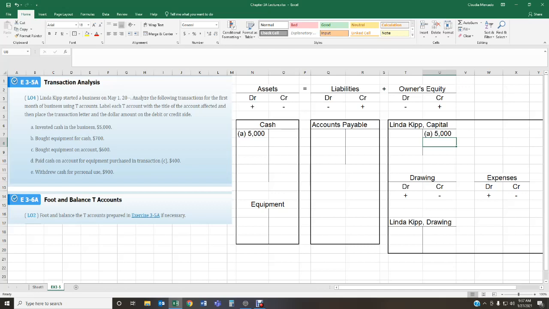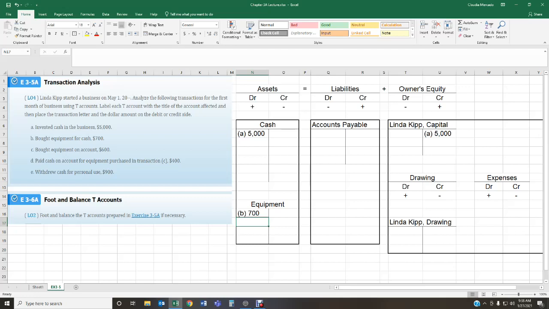Letter B, you bought equipment for cash, $700. So what did we buy? We bought equipment. So do you have more or less equipment now? Well, if you bought the equipment, you should have more equipment. So you own the equipment because you bought it. Okay. Equipment is an asset account. Okay. And if you have more, then you're going to be debiting your asset account. Okay, so this is letter B, and you bought equipment for $700, so your equipment is going to increase. How did you pay for the equipment? It says here that you paid with cash.